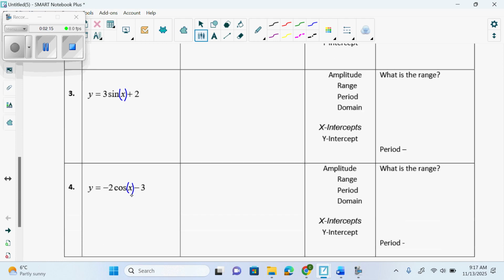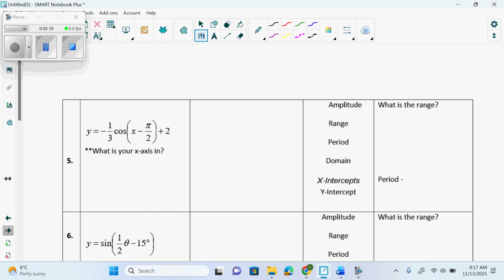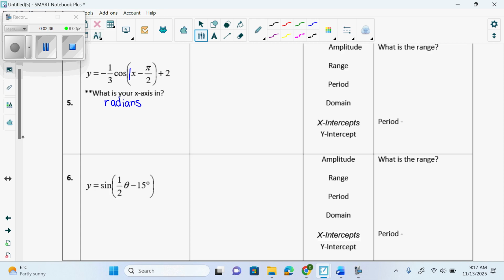Okay, flip over. What's this one? Horizontal and vertical. This, what's your x-axis in? It's your c value that tells you. This is in radians. There is no c value, I have to tell you. What about this one? What's it in? Degrees. There's also a catch for this one.